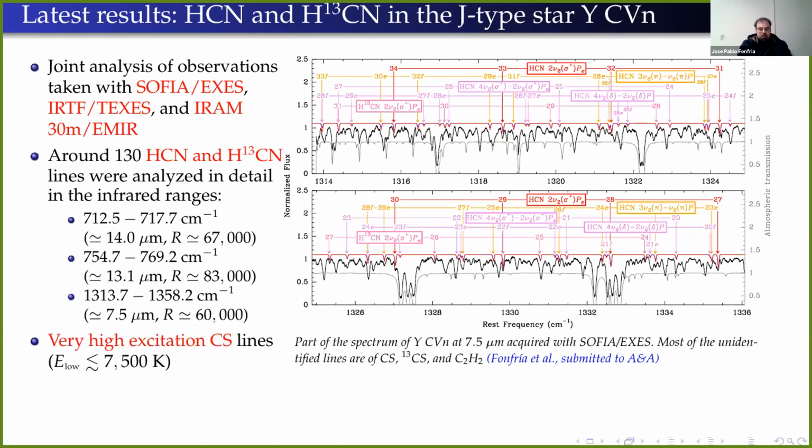SOFIA EXES observations at 7.5 microns show another very crowded spectral range with lines only in absorption, as you can see in the figure to the right. In addition to the HCN lines, there are more lines of acetylene and a particularly high number of CS features, which involve lower rotational levels with energies up to 7,500 Kelvin.